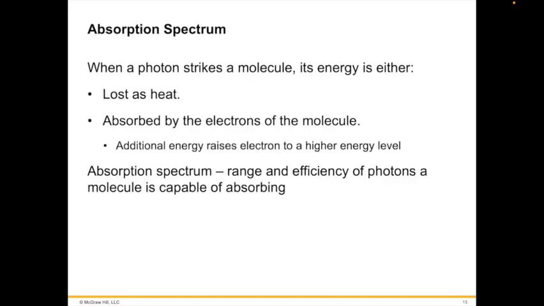When a photon strikes a molecule with sufficient energy, the molecule will absorb the photon, which will raise the electron to a higher energy level. Whether a photon's energy is absorbed depends on how much energy it carries, which is defined by its wavelength, and also on the chemical nature of the molecule it hits.